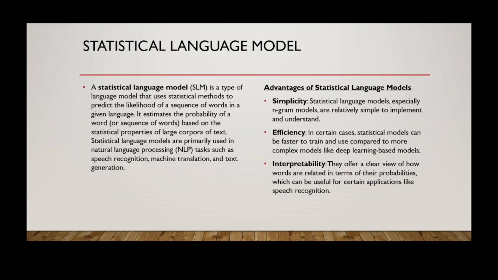Advantages of statistical language model. Simplicity. Statistical models are easy to set up and understand. Efficiency. They are faster to train and use, making them good for quick tasks. Interpretability. You can easily see how the model works and understand why it makes certain predictions, which can be helpful in areas like speech recognition or troubleshooting.